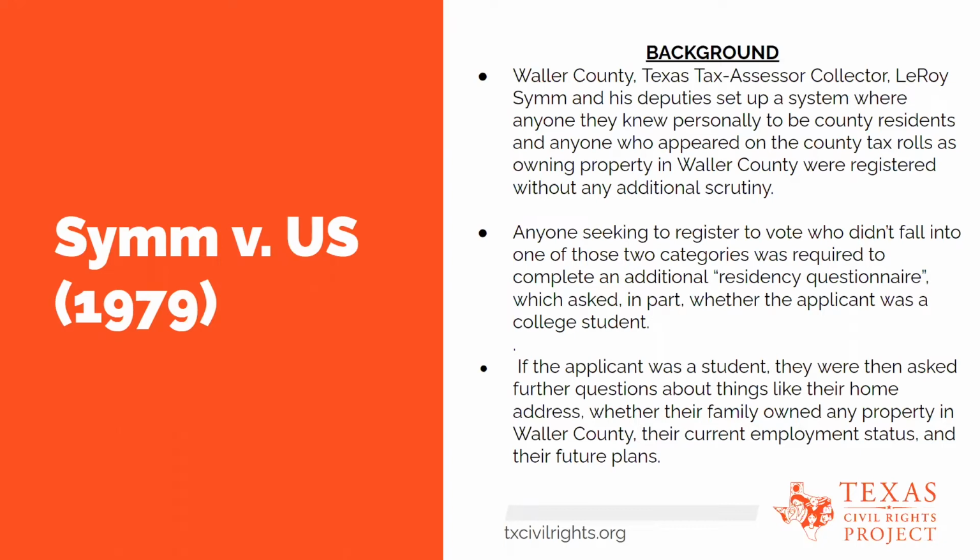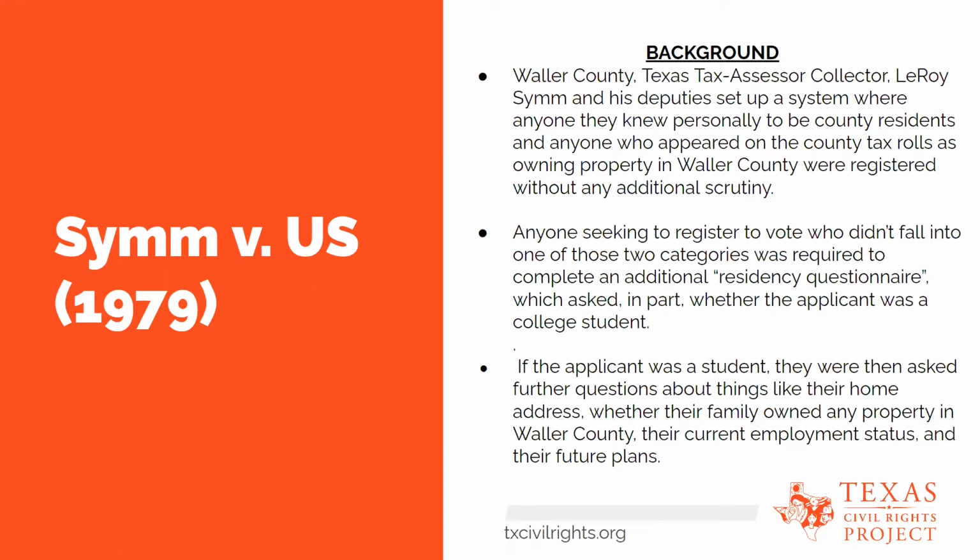But Sim and his deputies set up a system where anyone they knew personally to be county residents, and anyone who appeared on the county tax rolls as owning property in Waller County, were registered to vote without any additional scrutiny. They were basically just given the green light as soon as they filled out the required paperwork.